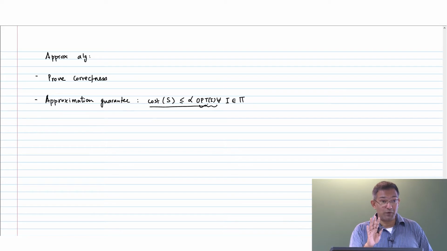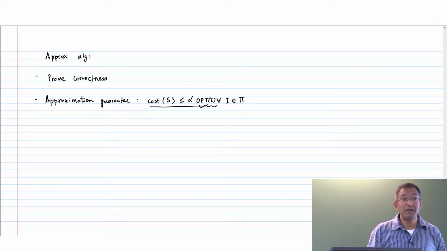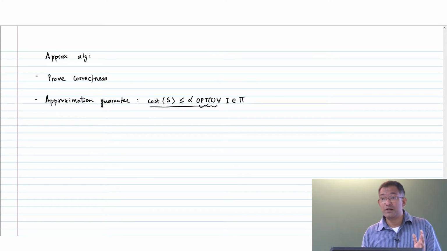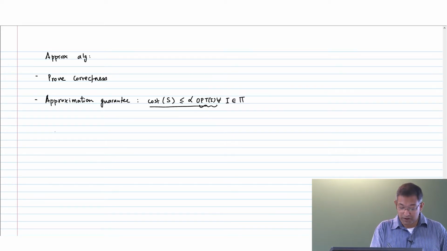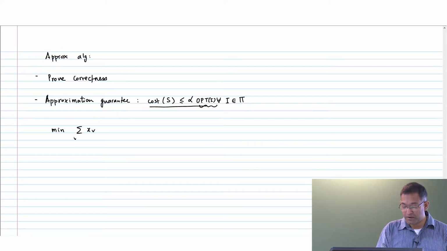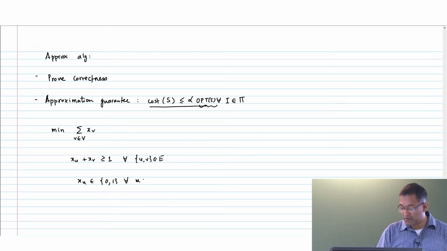So, there are many ways to do it, okay? And there are many techniques to design approximation algorithms. Let us look at just one kind of technique. So, then let us look at the vertex cover problem again. Minimize sigma x sub v, v in V. You have that xu plus xv is at least 1 for all uv in E, xu is in {0, 1} for all u in V.